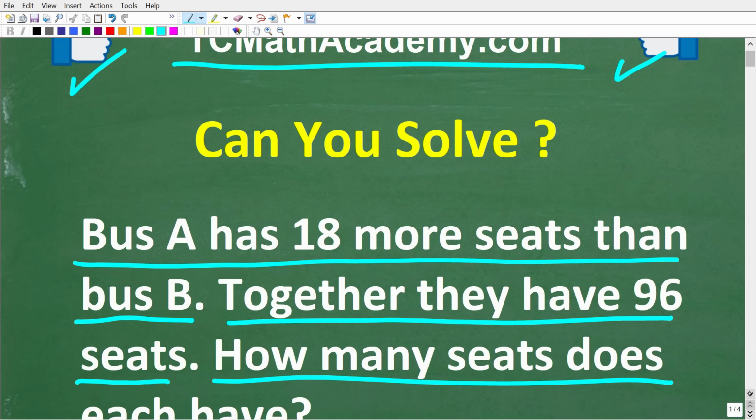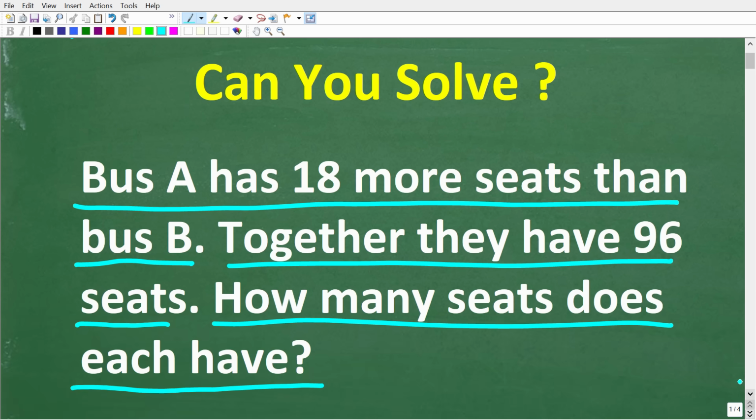So, one more time, here is the problem. Bus A has 18 more seats than Bus B. Together, they have 96 seats. How many seats does each bus have?